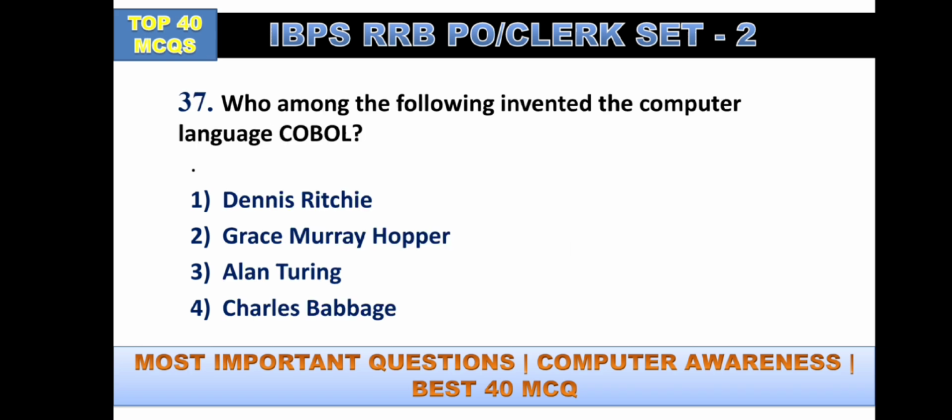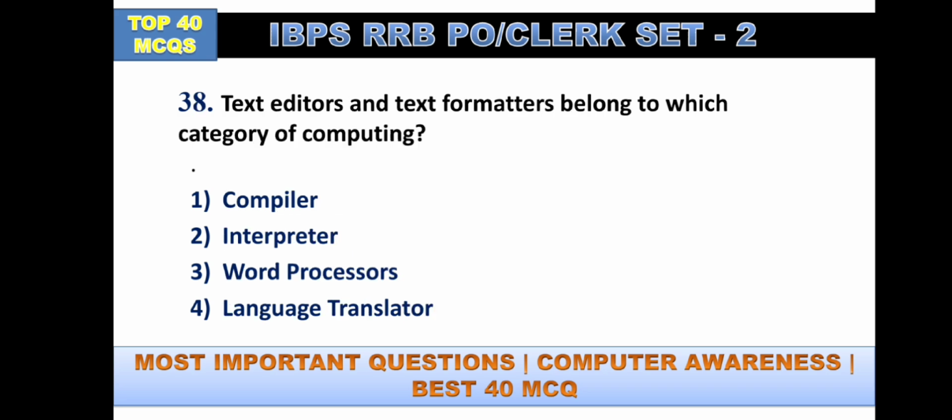Which of the following invented the computer language COBOL? See, COBOL was invented by Grace Murray Hopper. Okay, Grace Murray Hopper, and Dennis Ritchie invented C programming. Okay. Text editor and text formatter belong to which category of computing? So both of these come under word processor. Okay, word processor.